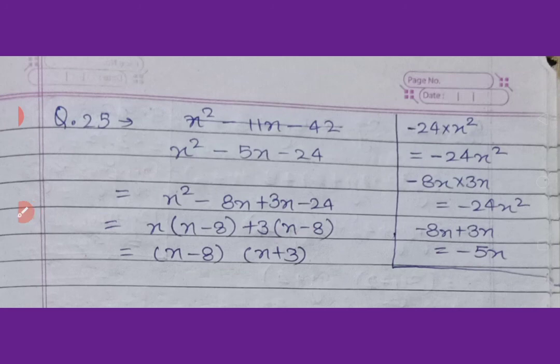It has given x square minus 5x minus 24. So the first and third term multiplication will be minus 24x square. Again we can say that the middle term will break into two numbers whose subtraction will be 5x, but their multiplication will be minus 24x square. So, as I have told you, we have to think of a number more than the middle term.